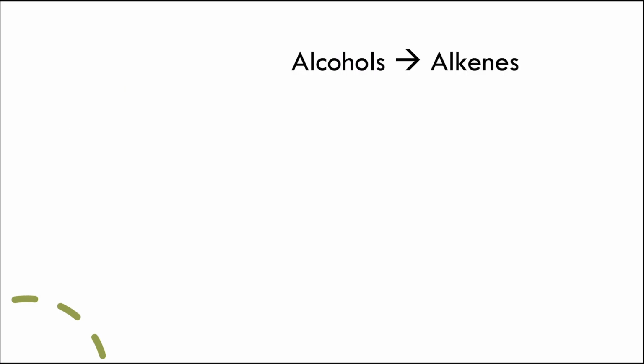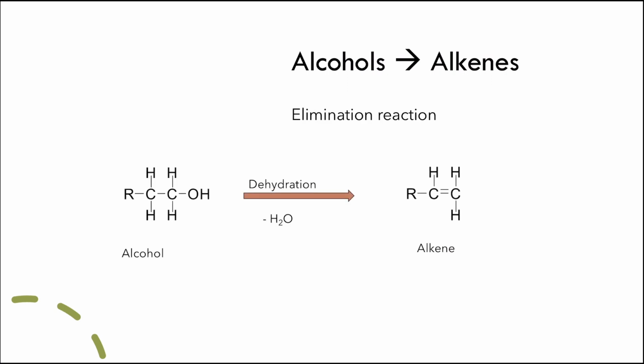Alcohols can be dehydrated to give alkenes. This is an elimination reaction. In the dehydration, alcohol will lose a water molecule through the removal of an OH and the hydrogen from the adjacent carbon to give you an alkene.